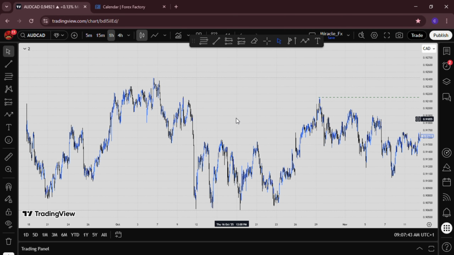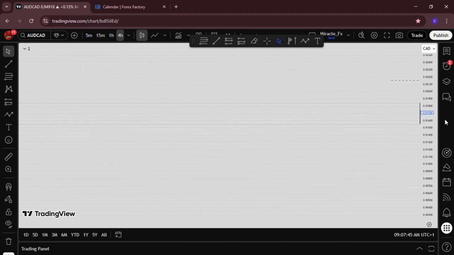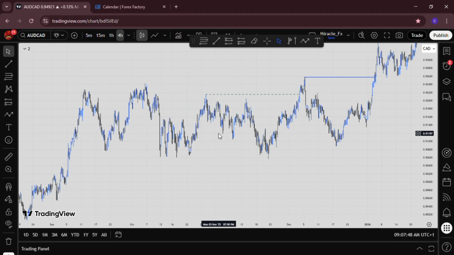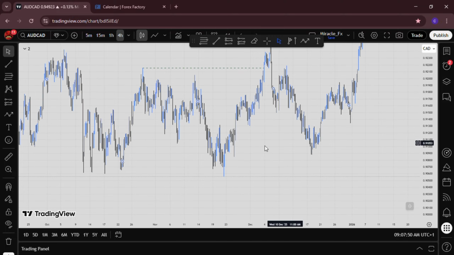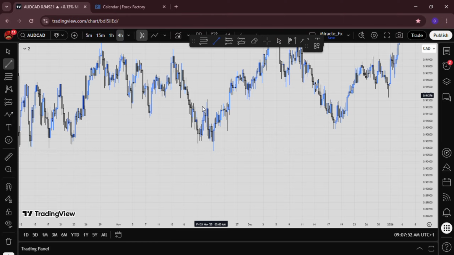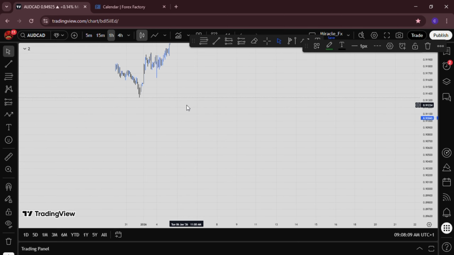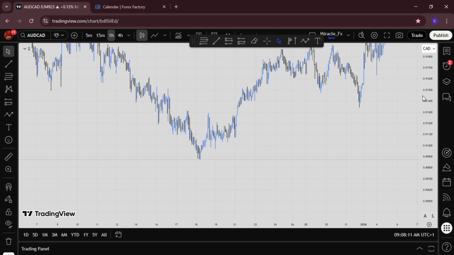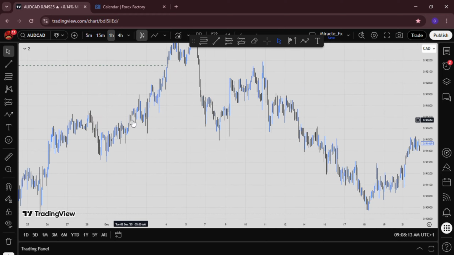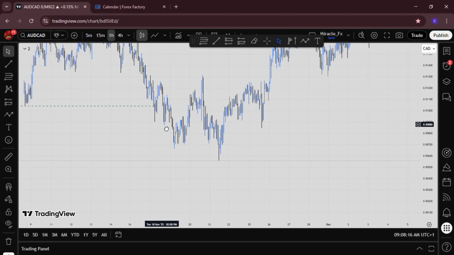Okay, let me head over to the 4 hour time frame and look for another one. Okay, look at this. This is a break of structure to the downside. I'll be looking for buys on the 1 hour time frame. Head over to the 1 hour time frame. So this is it.